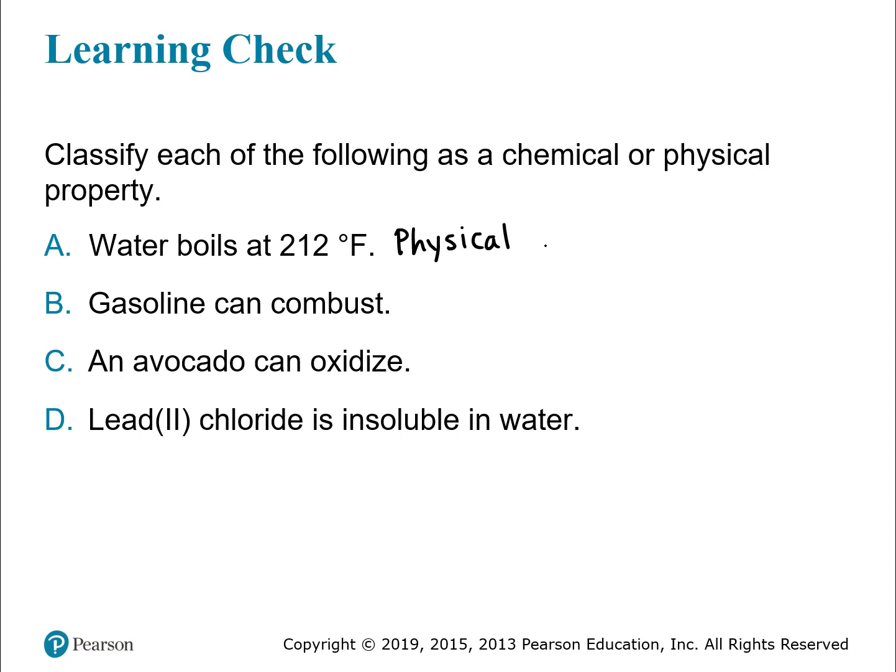Gasoline can combust. Chemical or physical property? It's chemical. Anytime you see "can" and then you see some kind of a reaction, that clues you in it's a chemical property. What about C? An avocado can oxidize. Yeah, that's a chemical one too. Oxidation is a type of chemical reaction.